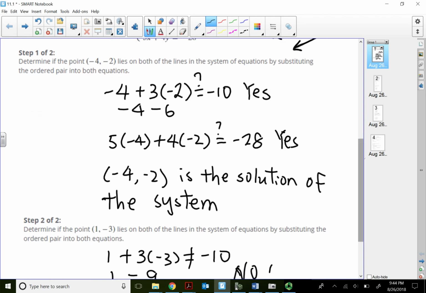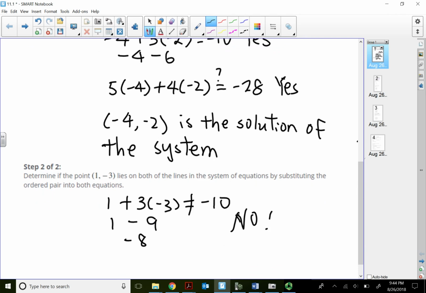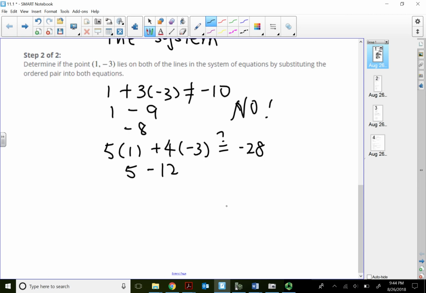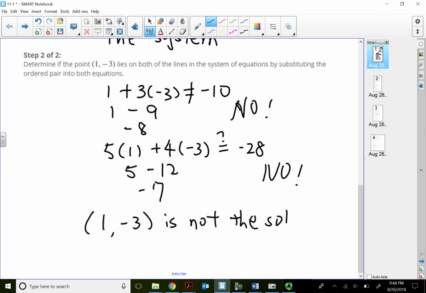Well, let's see if the second line carries that point. So 5 times 1 plus 4 times negative 3. Does that equal negative 28? Let's see. This is 5. Positive 4 times negative 3 is negative 12. 5 minus 12 is definitely not negative 28. It's only negative 7. So that's no again. So that means 1 comma negative 3 is not a solution of the system.